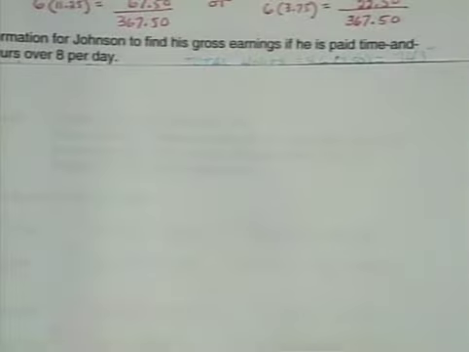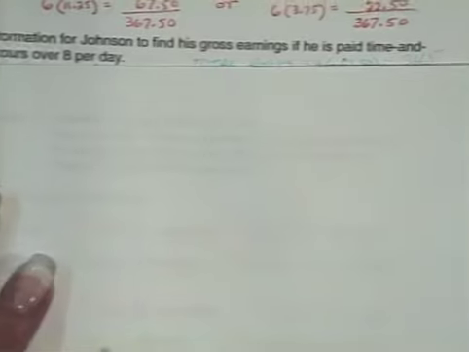Next topic. A little different thought. This time Johnson is getting paid time and a half anytime he works more than 8 hours a day. Doesn't matter how many 8-hour days he puts in a week. He could do 7 8-hour days. As long as he didn't work more than 8 hours a day, he doesn't get overtime. He only gets overtime on the days that he works over 8 hours a day.